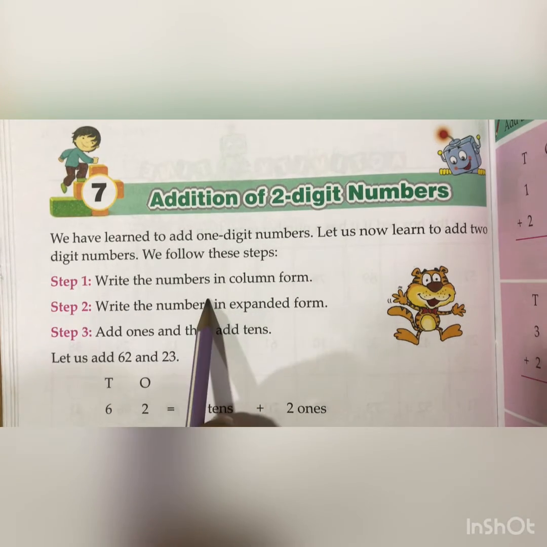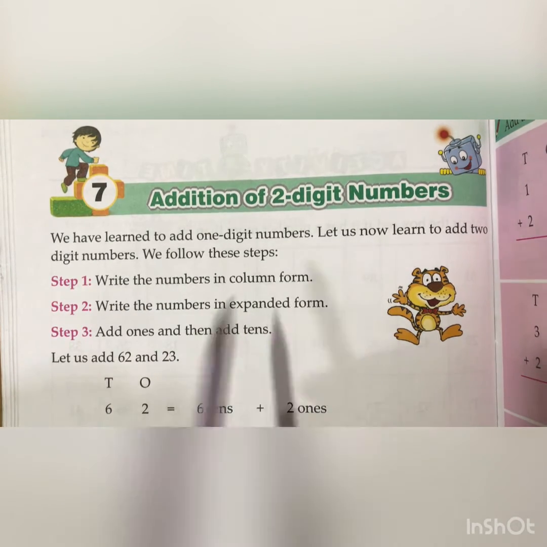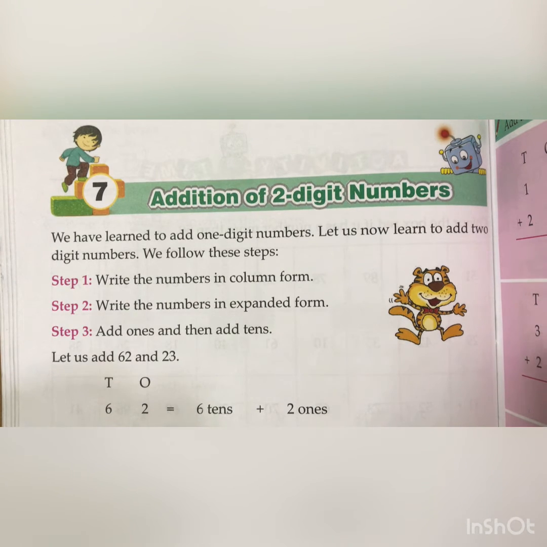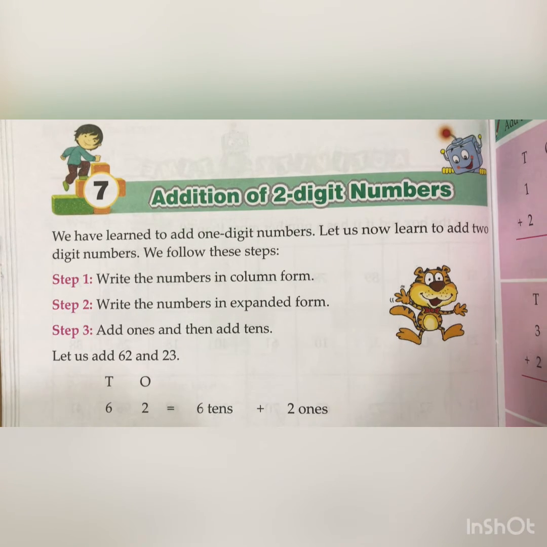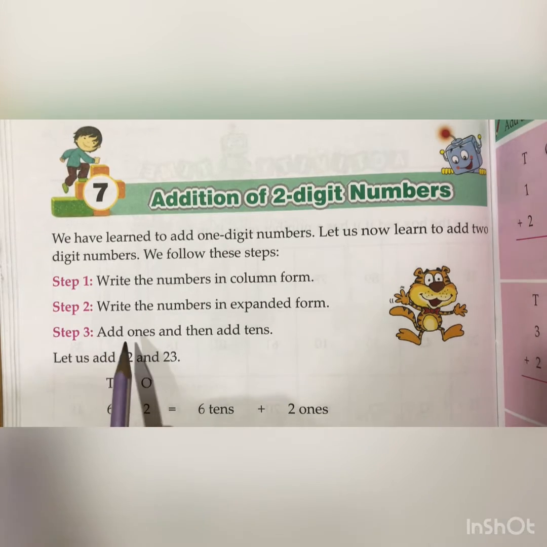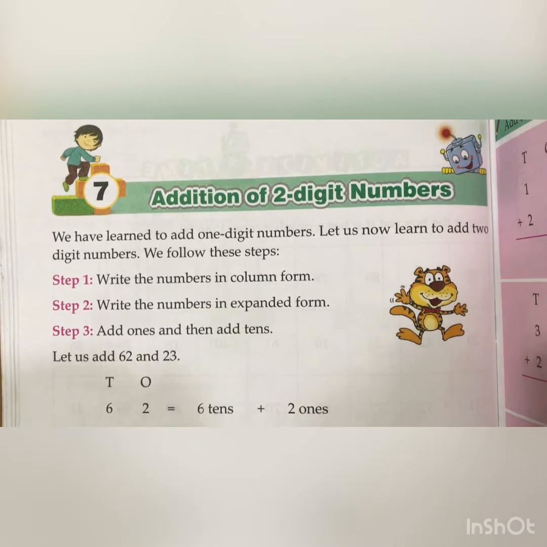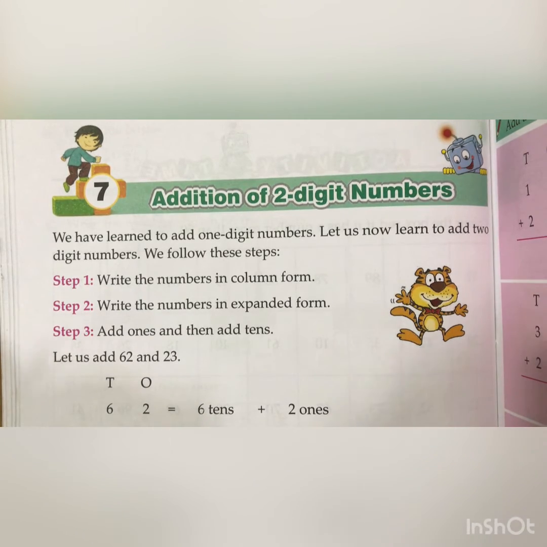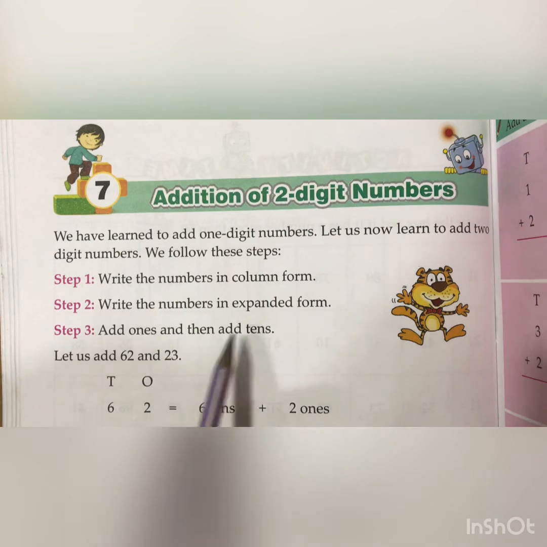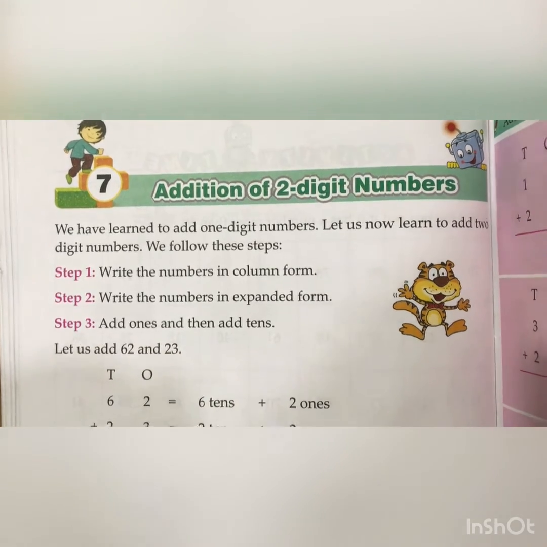We will write numbers in column form, ones and tens place value columns. Then write the numbers in expanded form, ones and tens. Add ones and then add tens.